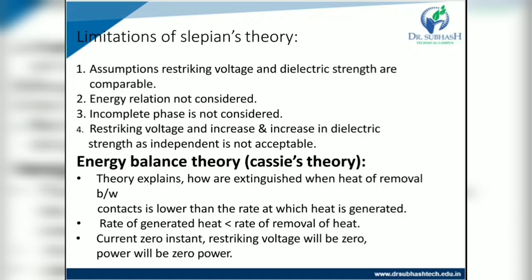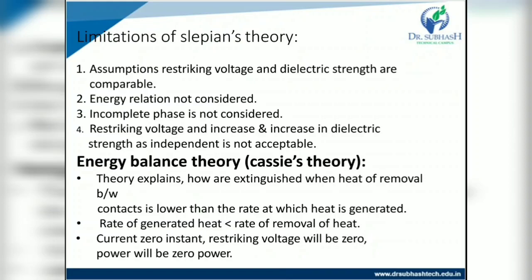So the energy balance theory explains how the arc extinguishes when the rate of heat removal between contacts is higher than the rate at which heat is generated. The rate of generated heat is less than the rate of removal of heat. At current zero instant, restriking voltage will be 0, power will be 0.